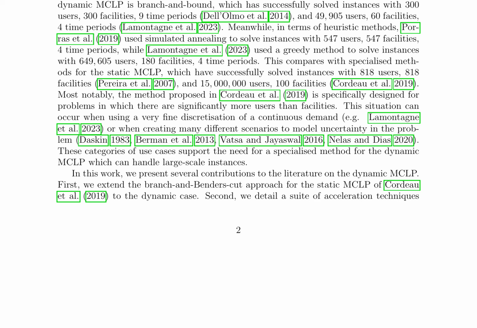The framework consists of 4 key components: a range of tailored methods for the dynamic MCLP, a specialized local branching method, a novel subproblem solution method, and extensive computational results.